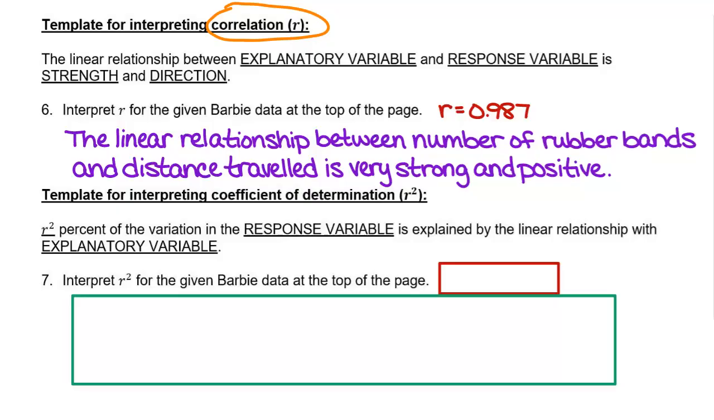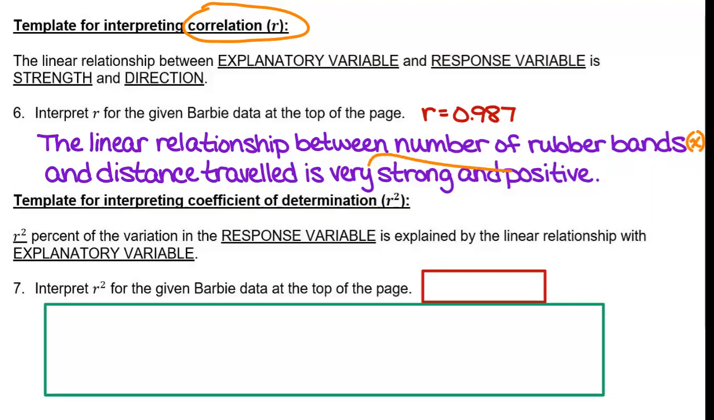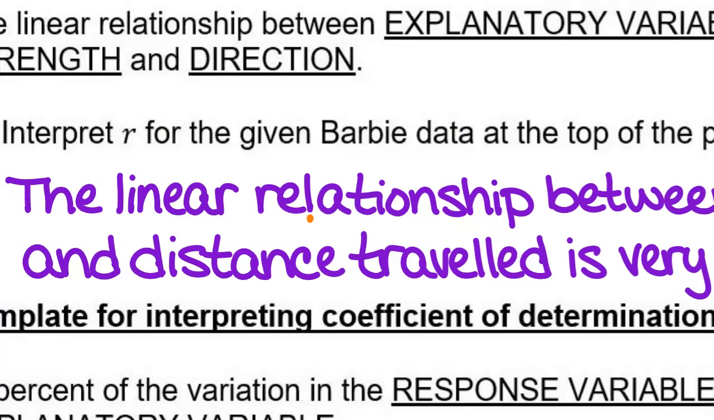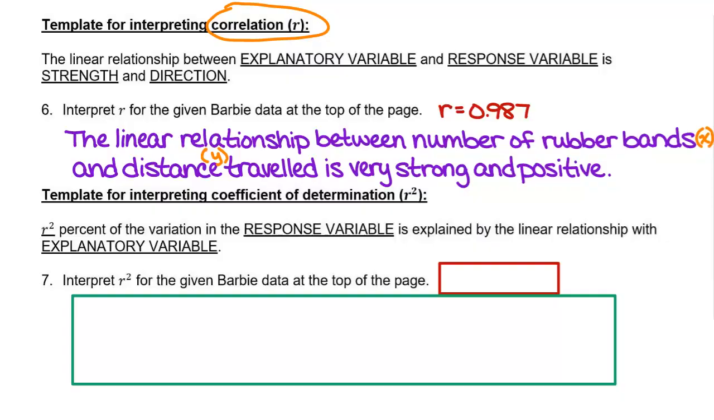The only other thing that I would add to something like this is to make it really clear which one is my explanatory variable and which one is my response variable. So next to number of rubber bands, I would put an X. And by distance traveled, I would put a Y. Just so I'm really, really clear about which one is the explanatory and which one is the response. But R, the correlation, is always telling us about a linear relationship here. So we're always going to start with the linear relationship between.